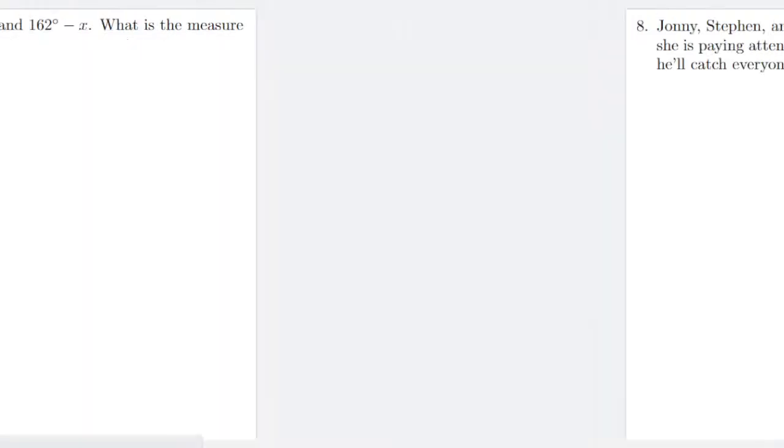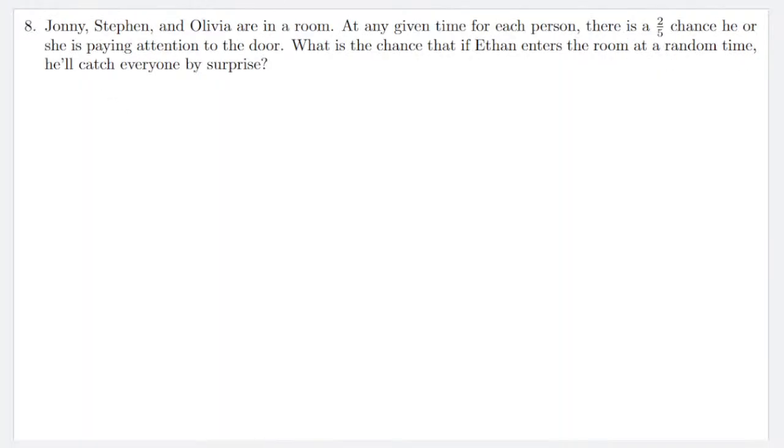Okay. For number 8, this is an independent probability question. So the idea is that we have 3 people and they all have an independent probability associated with them. There's a 2/5 chance that they're paying attention to the door, and so we want to know that at any given time, what's the probability that none of them are paying attention, so that they'll all be caught by surprise. And so we have to calculate the complements.